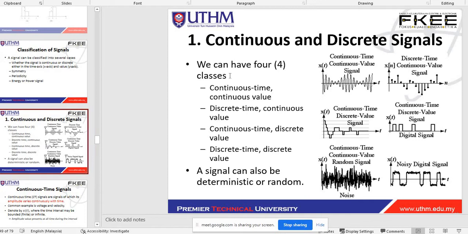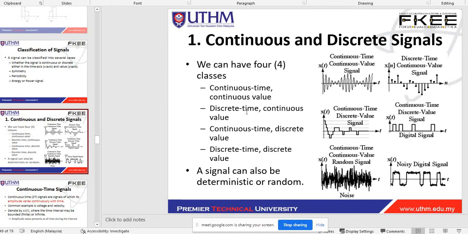Here we have four classes. Continuous time and continuous value. Let's look at this figure. Continuous time means that for the t-axis, or the x-axis, the time is continuous, it's non-stop. You can see the wave is non-stop. That is continuous time. Continuous value means that at the y-axis, every single y you have a value, so it's a continuous value.